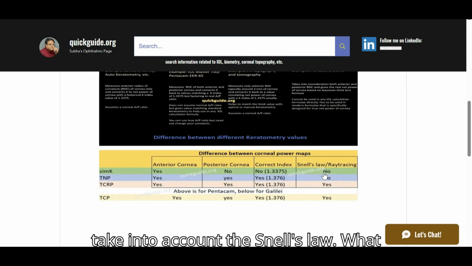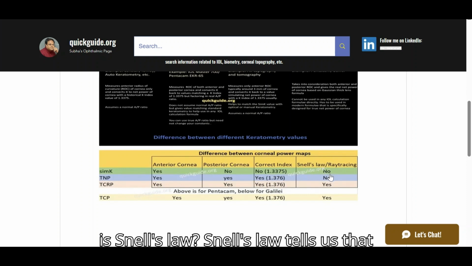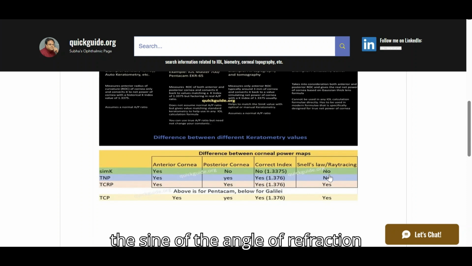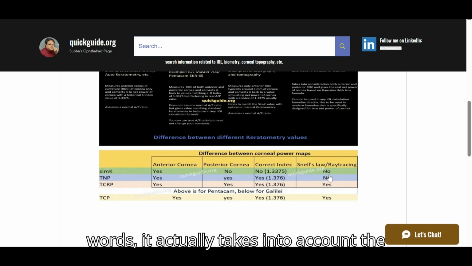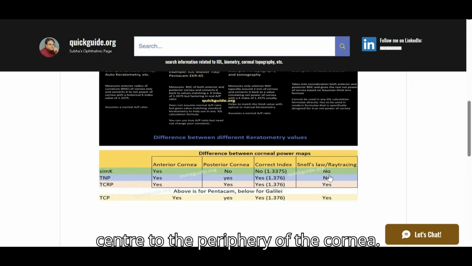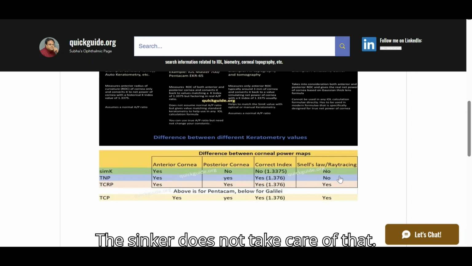And it does not take into account Snell's law. What is Snell's law? Snell's law tells us that the sine of the angle of incidence and the sine of the angle of refraction follow a certain ratio, or in simple words, it takes into account the spherical aberration as we move from the center to the periphery of the cornea. The Sim K does not take care of that.